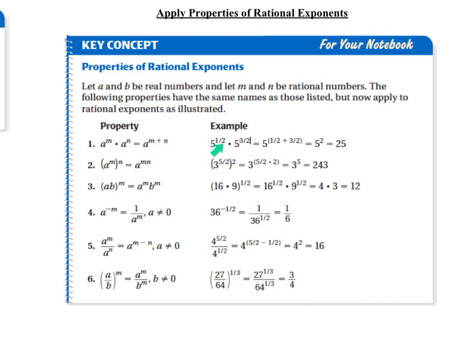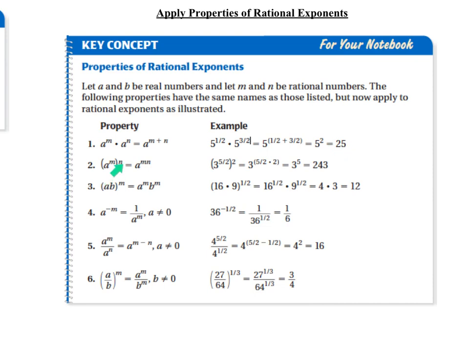So if we have 5 to the 1/2 times 5 to the 3/2, remember the base does not change. So it remains 5, not 25. The base is 5. We add the exponents, 1/2 plus 3/2 gives us 4/2, which equals 2. So then 5 squared is 25 for a final answer.